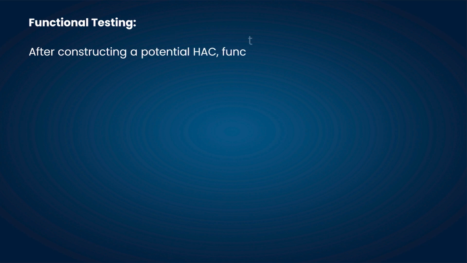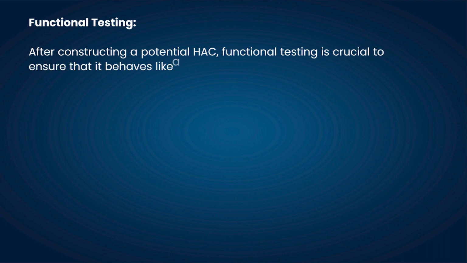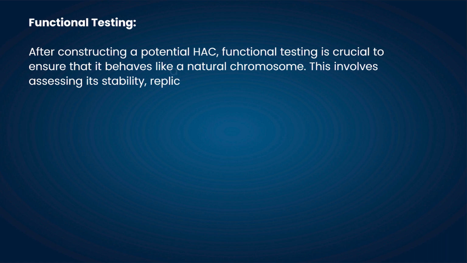Finally, functional testing. After construction of potential human artificial chromosome, as mentioned in the steps as well, functional testing is a very crucial step. This is to ensure that it behaves like a normal chromosome. This involves assessing its stability, replication, segregation and gene expression patterns.